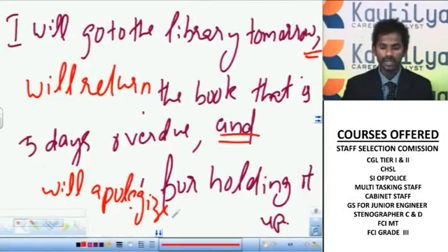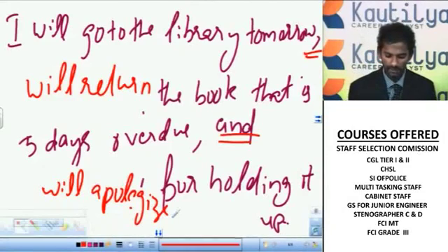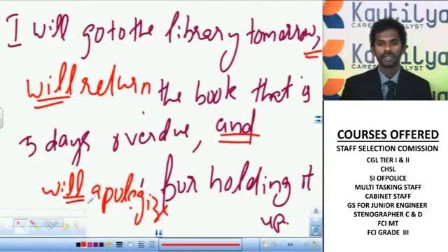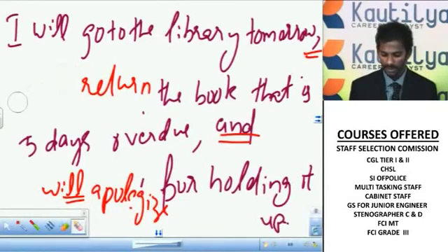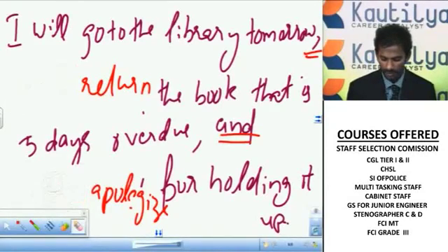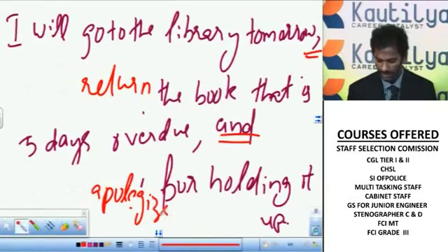There is no need for me to repeat will in the second idea and in the third idea, because will is understood in the second idea and the third idea. So sentence can be just like this. I will go to the library tomorrow, comma, return the book that is 5 days overdue and apologize for holding it up.